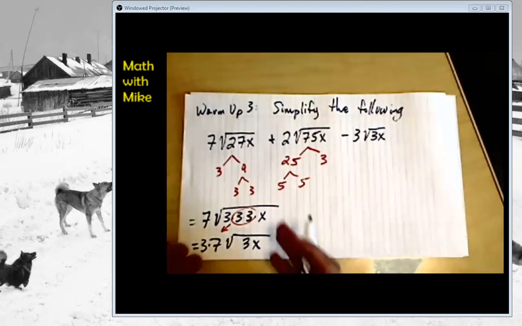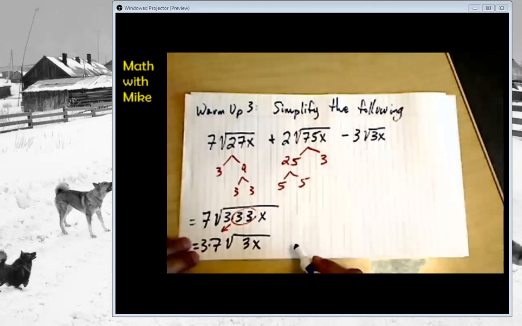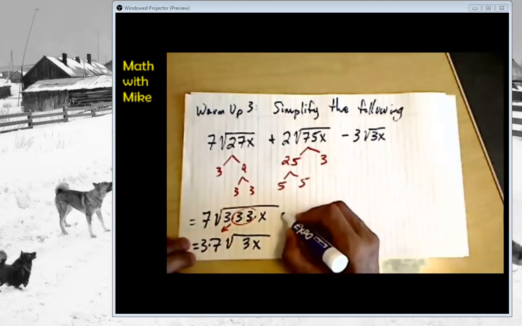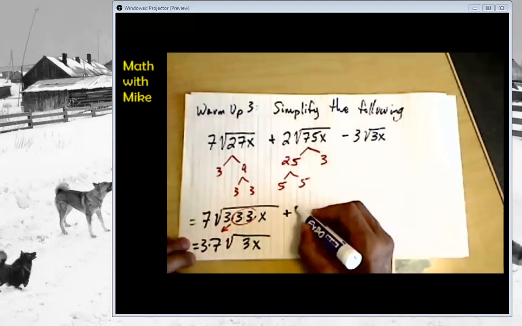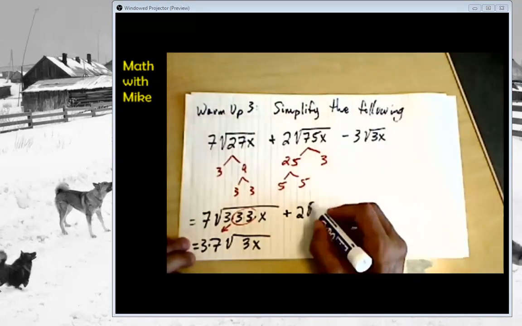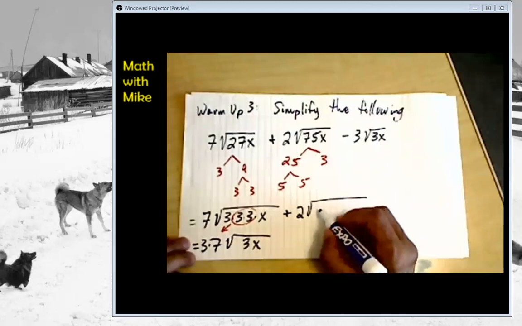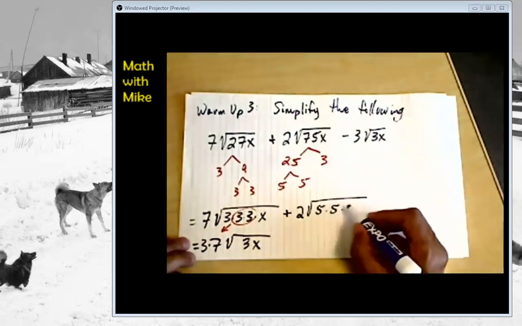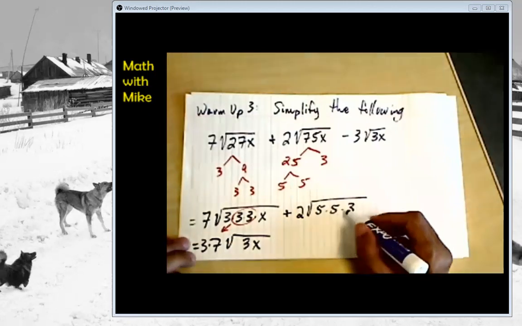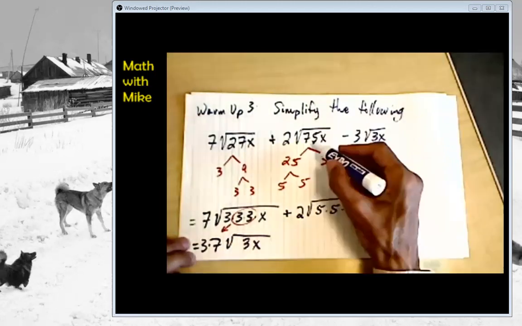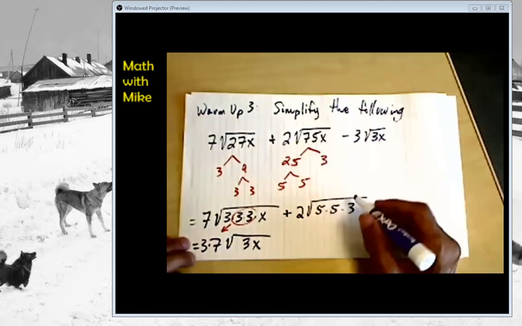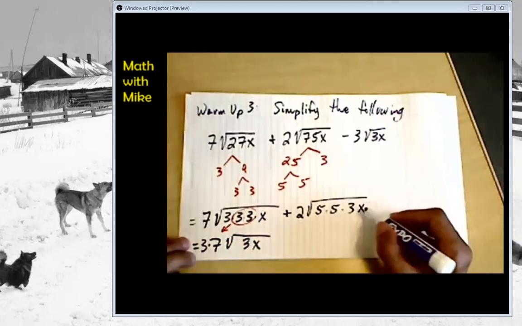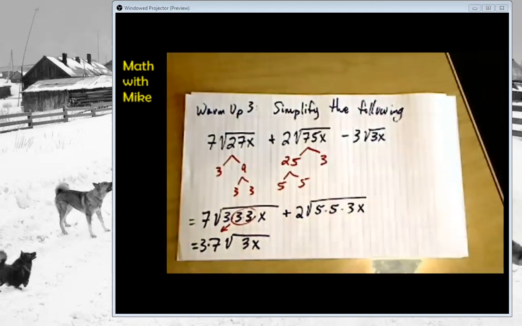Okay, we got that there. Beautiful, looks good. What next? Bottom is square root 2. Square root. Well, it's 5 times 5. Oh, yeah, and the 3 there. That takes care of the 75, right? X is still there. Yeah. Okay, it's good. So what happens next?